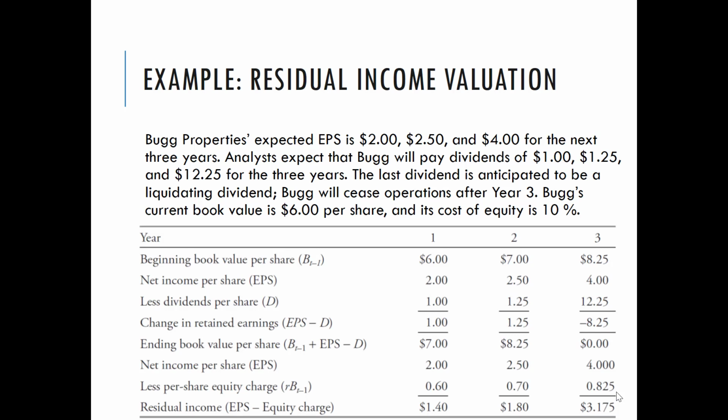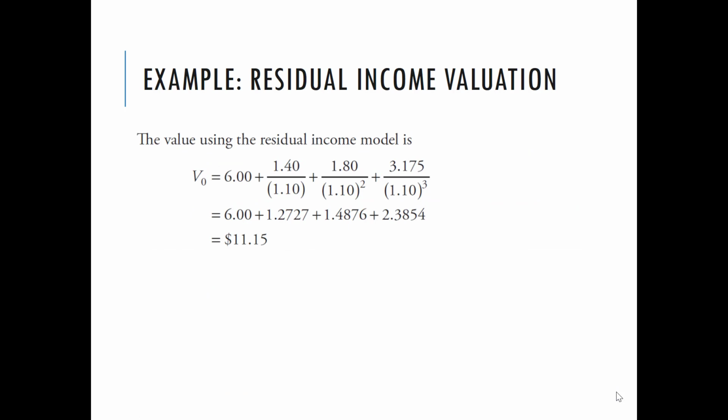You then subtract that equity charge from the net income per share, which you're given. So in year 2, for example, when net income is 2.5, the equity charge is 0.7, so your residual income in that year is $1.80. So the first part is really just figuring out the residual income in each particular year. Because we know the firm terminates here, we don't need to calculate a perpetuity. All we need to do is discount each period back to the present value.